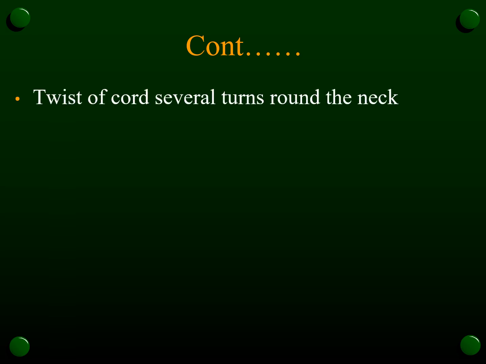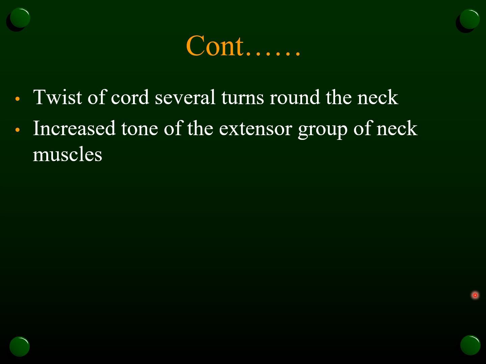And the next cause is twist of cord, several rounds of cord around the neck. If several turns are there around the neck, that leads to deflection, or that will prevent the proper flexion of the head. And next one is increased tone of the extensor group of neck muscles. If the neck muscles have increased tone, that may lead to the extension.